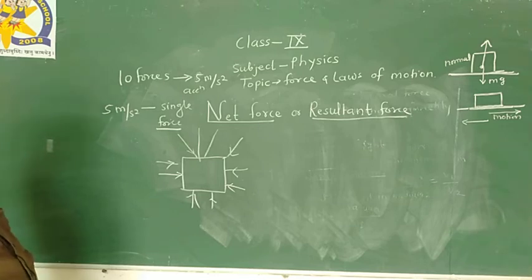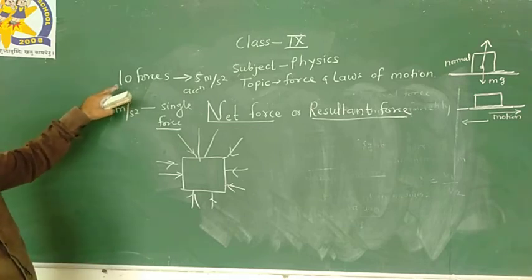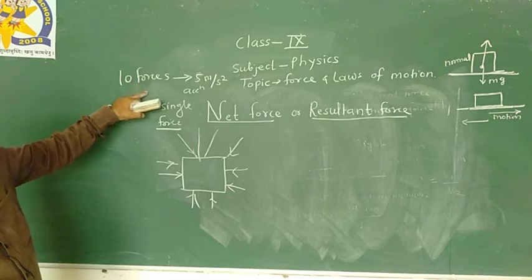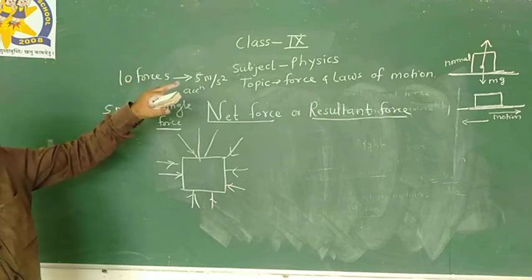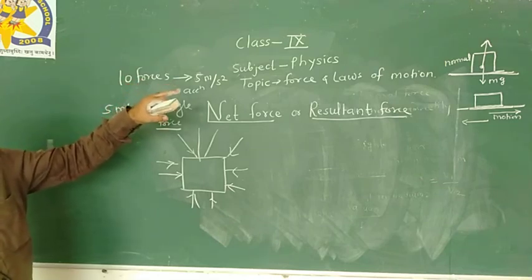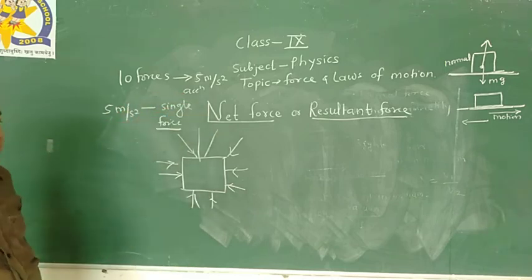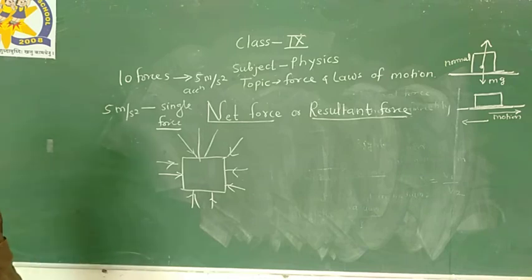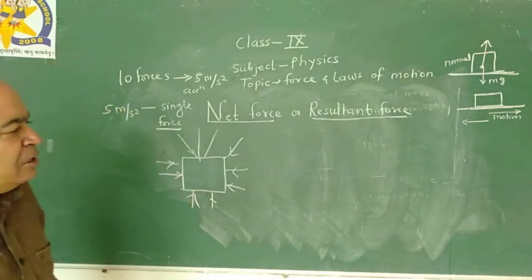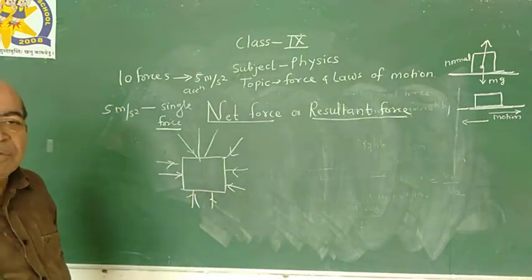Means F is equal to F1 plus F2 plus F3 plus F4 plus F5 plus F6 plus F7 plus F8 plus F9 plus F10. So this type of force is called the net force, or sometimes it is called the resultant force.